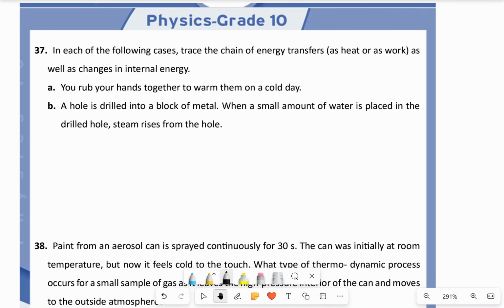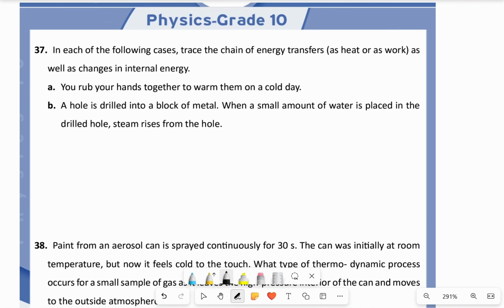You have question 37. In each of the following cases, trace the energy transfers as well as changing internal energy. First of all, we have A. So when you are rubbing your hands together to warm them on a cold day, you are basically doing work on your hands by means of friction. The internal energy of your hands is going to increase and your hands are going to feel warmer, okay? Of course, you're going to do work on the surrounding air too. Some of the heat from your hand is going to be transferred to the surrounding too.